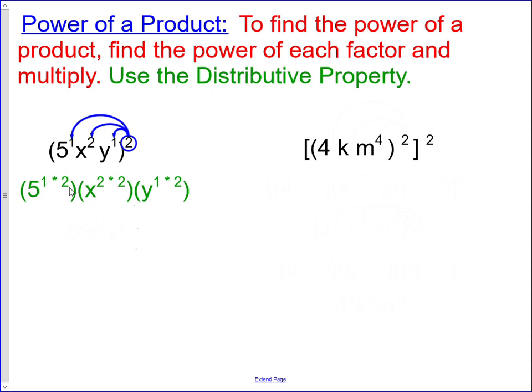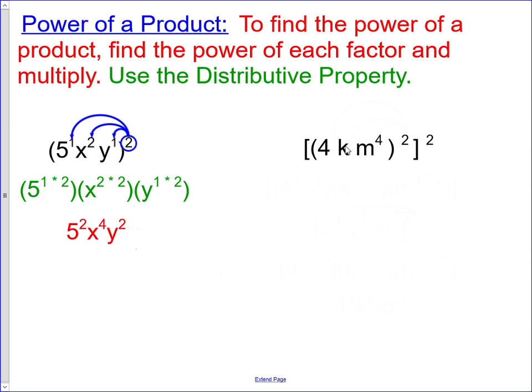Well, 5 to the 1 times 2 would be 5 to the second power. X to the 2 times 2 would be x to the fourth power. Y to the 1 times 2 would be y to the second power. So we have 5 to the second power, x to the fourth, y to the second. All right. Let's go ahead and take that a step further.